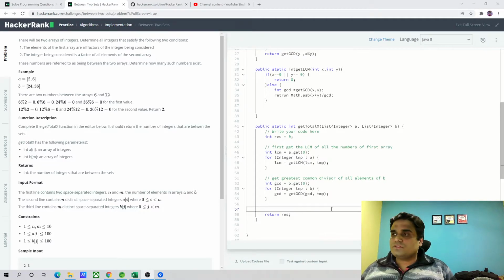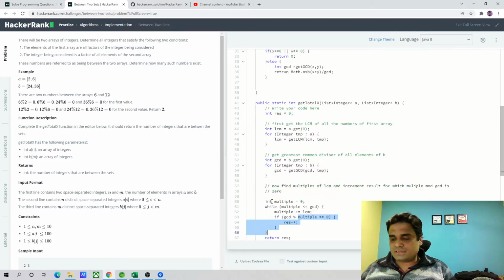as I mentioned, so now you have LCM of all the numbers. If you have the greatest common divisor of all the elements of B, what we are going to do is increment LCM by 1. And by the time this multiplication variable should be less than the greatest common divisor, in that case, if GCD is completely divisible by the multiple, right, there is no remainder, we'll increment the counter by 1 and see that, okay, the numbers are like 6 and 12, these numbers will be coming. So let me write the code for you, and then I will try to explain.